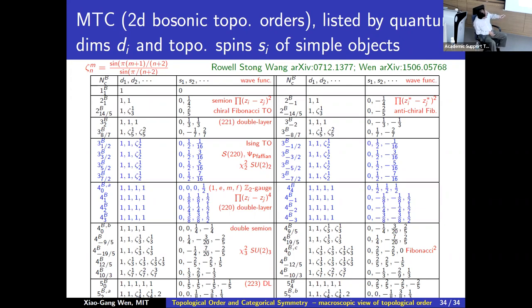So some theories are described by the Laughlin wave function. The ones in red, we know some kind of wave function realization. So from here, we get some kind of quantitative theory of topological order.